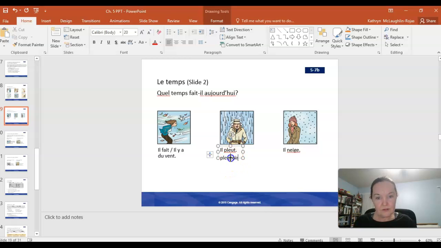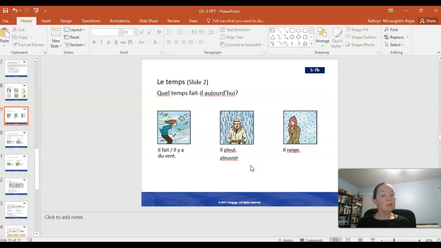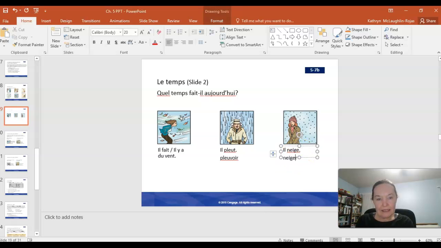So that is the verb that we get that conjugated form pleu from, il pleut. Okay, neige would come from neiger. So il neige. So the il is like it. It is raining. Il neige. It is snowing.